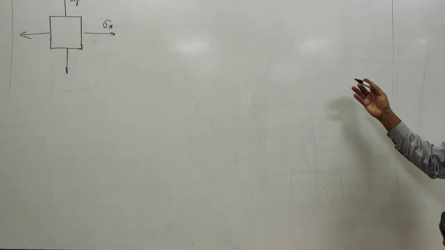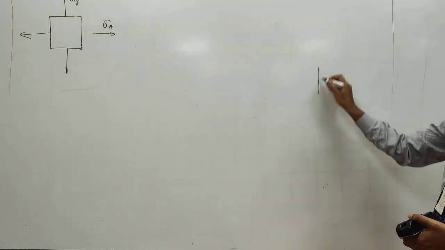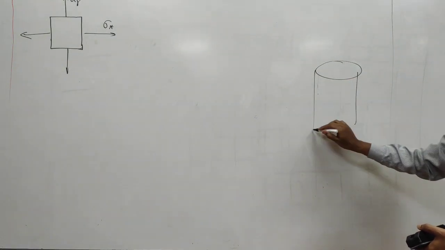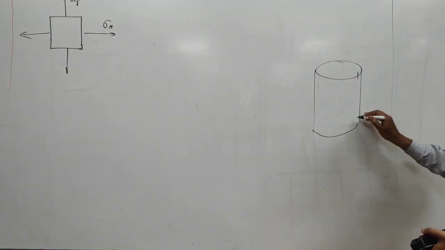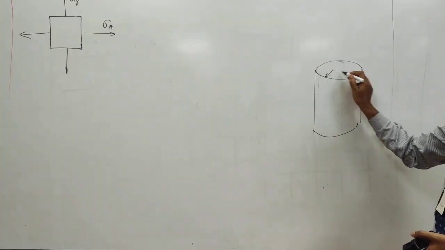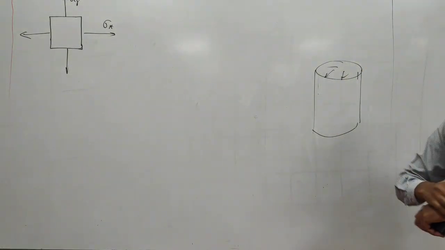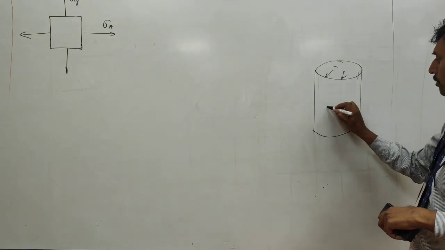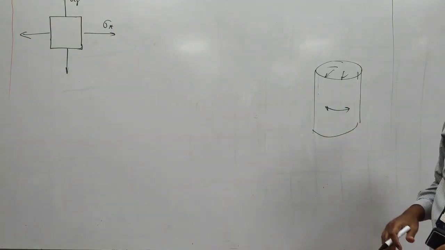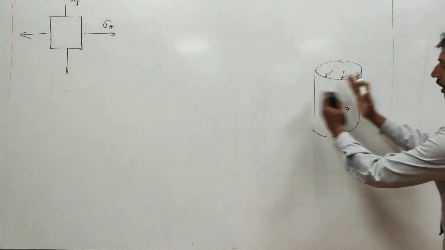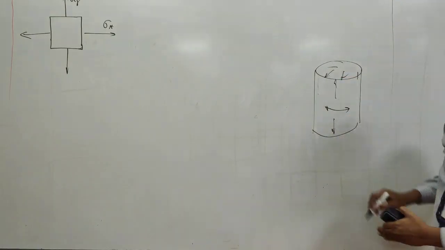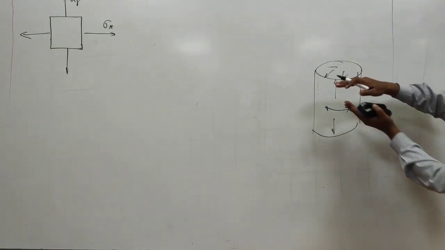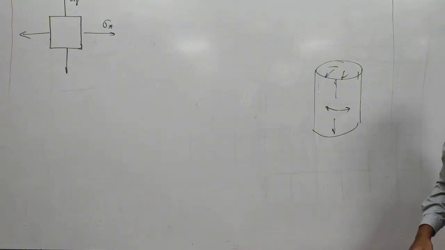Maybe you have something like a cylinder like this. When you have internal pressure, the cylinder wants to expand. So you will have some sort of tensile stresses like this. The cylinder doesn't just want to expand like this, it also wants to expand in this direction. Expansion in this direction is called lateral expansion, and expansion in this direction is called longitudinal expansion.